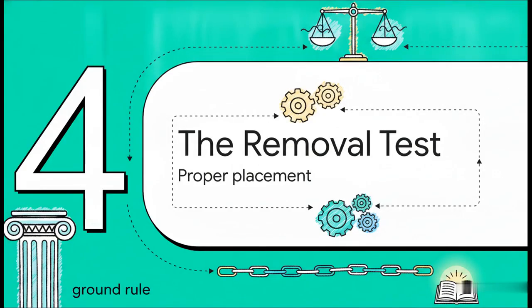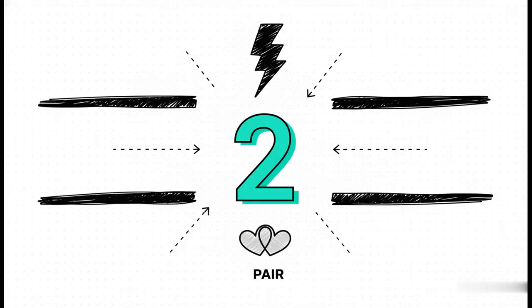All right, moving to section 4, the removal test. If there is just one number you remember from this section, please make it the number 2. If your dramatic interruption happens right in the middle of a sentence, you absolutely must use a matching pair of 2 em dashes, one to open the thought and one to close it back up. Never, ever leave a middle-of-the-sentence interruption hanging with only one dash. It basically traps your reader inside a dramatic pause forever.